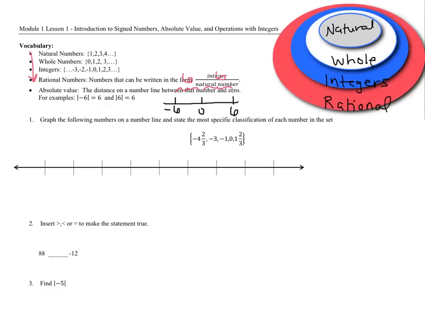We want to graph the following numbers on the number line and state the most specific classification of each number in the set. So looking at this set, our numbers are ranging between negative 4 and 2/3 and positive 1 and 2/3. So to make sure I have enough room for all of these numbers, I'm going to start labeling my number line down at negative 5.